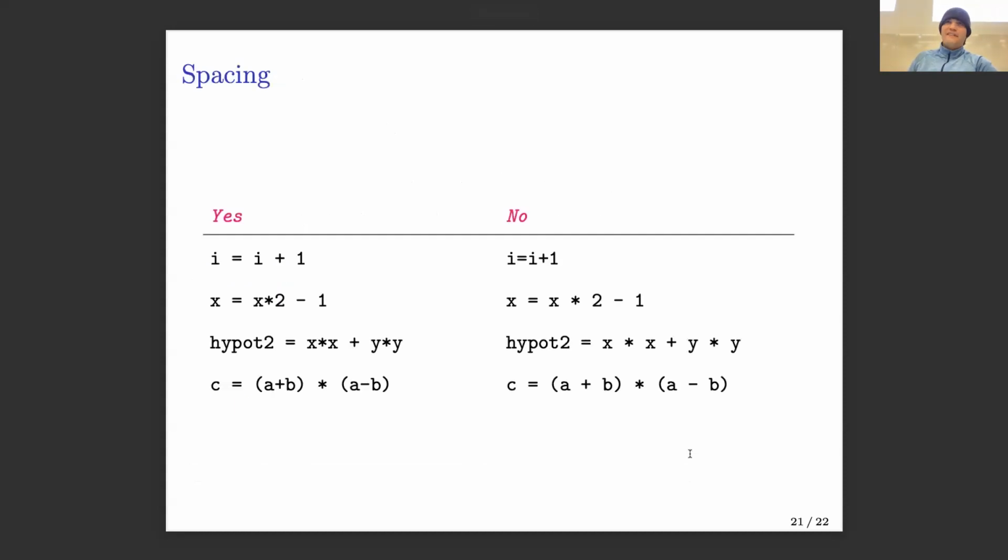Spacing: left-hand side, yes. Right-hand side, no. We usually use spacing to emphasize order of operations. Here this is saying that the 2 and x are going to multiply before this -1 happens. Same thing for here. Again, it doesn't matter. Python is going to accept any of these things. This is just a way of making your code look cleaner and easier to read.